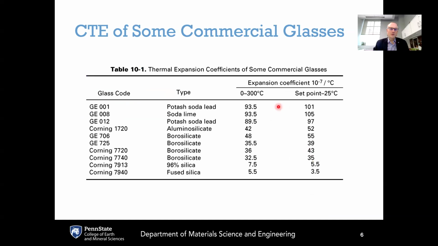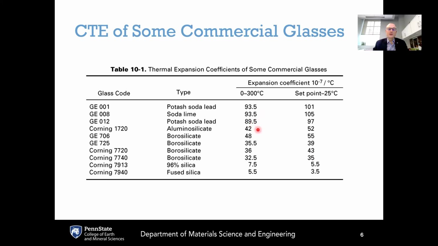Now this is Table 10-1 in the book. This shows the thermal expansion coefficient of some commercial glasses. For soda lime silicate, the thermal expansion coefficient for a normal soda lime silicate is about 93.5 × 10^-7 per degree C. This is very similar to a potash soda lead glass, also 93.5, and a potash soda lead, which is 89.5.